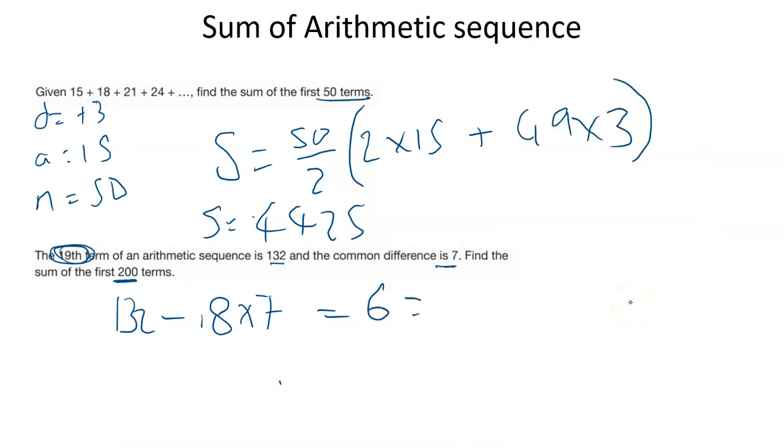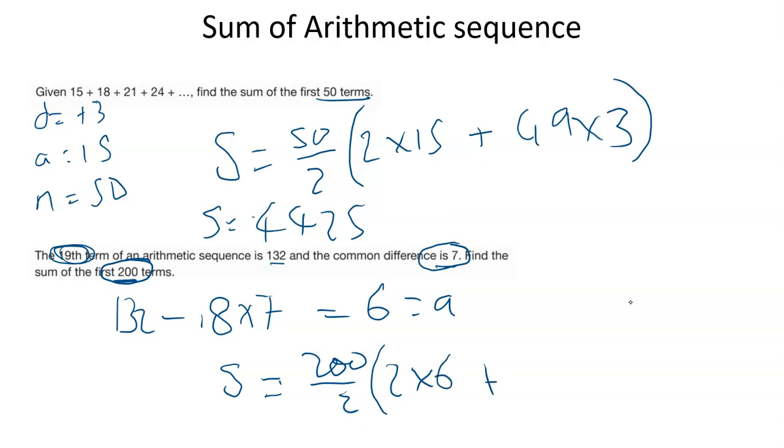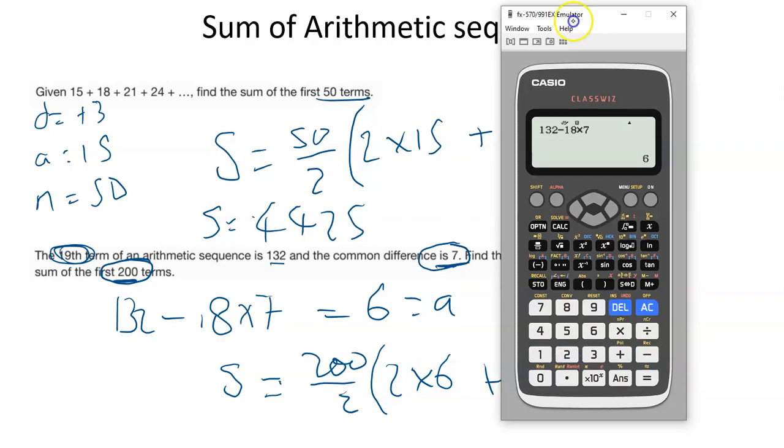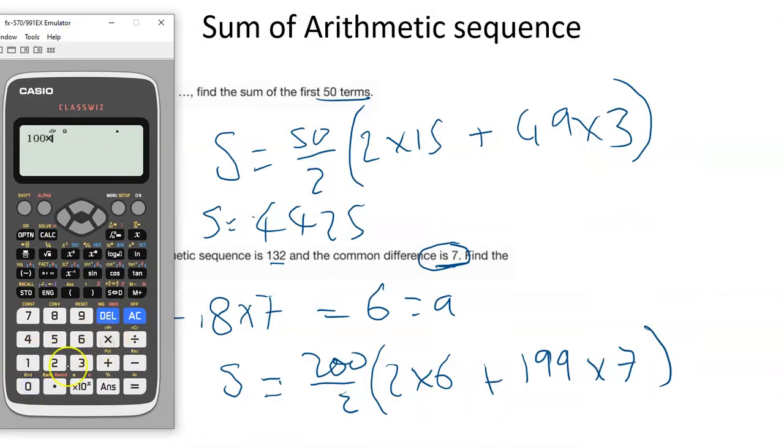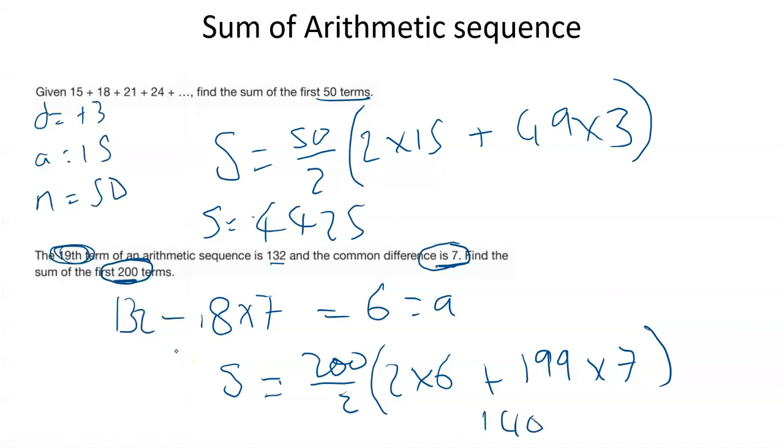So now we have A, we have D, and we have N. So again, it's just a really easy calculation. So the sum is 200 over 2 times the first term, 2 times the first term, plus N minus 1 times the common difference of 7. And again, it's just a case of putting that into the calculator. So 100 times bracket 12 plus 199 lots of 7, and that equals 140,500. Nice and easy.